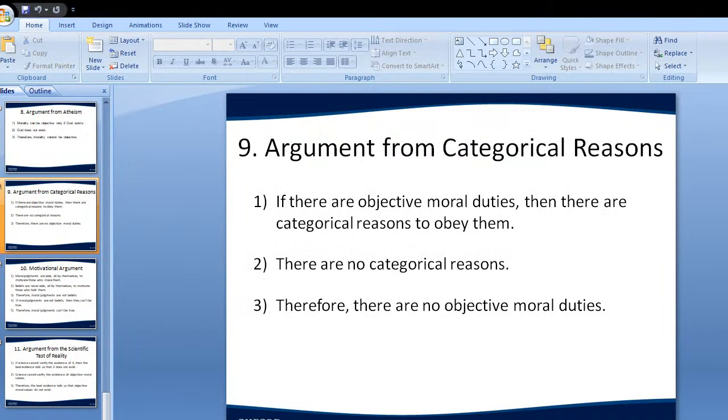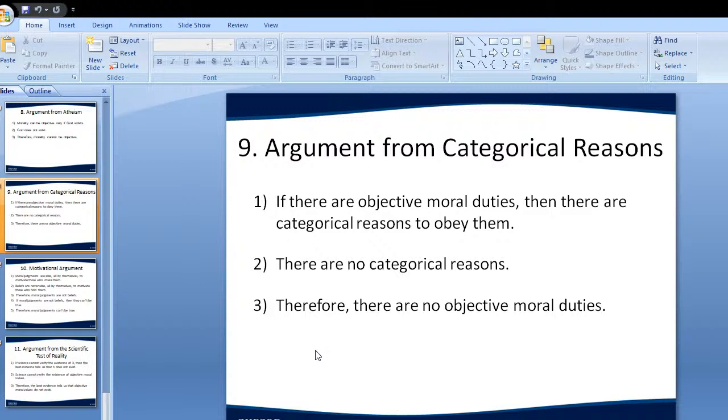Argument from categorical reasons. Most people think that all moral duties come prepackaged with a special power. They automatically supply people with the reasons to obey them. That special power gives people reasons to obey them. It doesn't matter what we care about. If it's really your duty to repay the loan or help an aged grandparent, then you've got an excellent reason to do so. By the way, this is hearkening to Immanuel Kant.